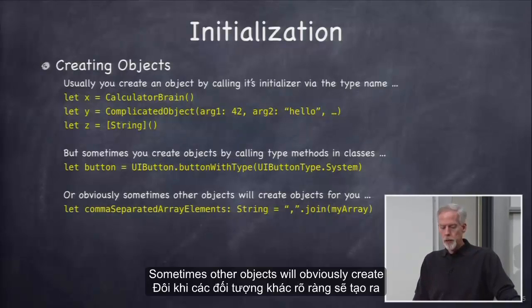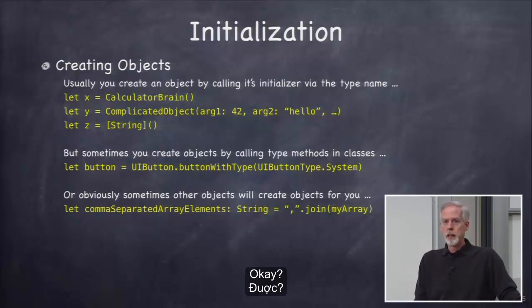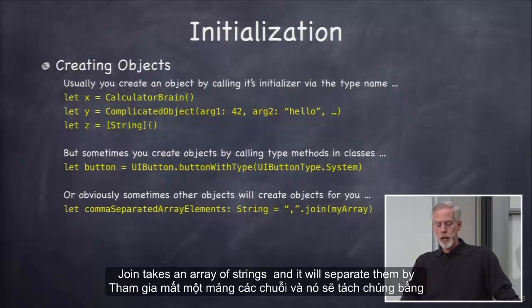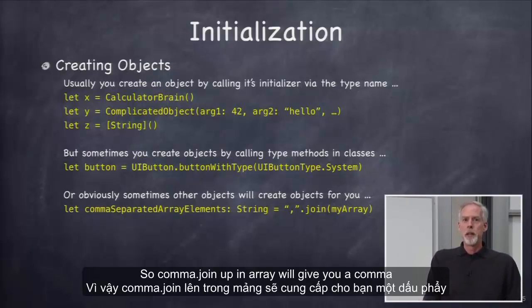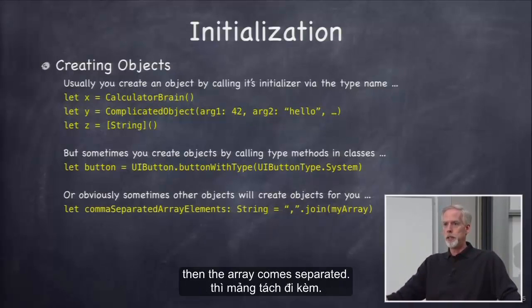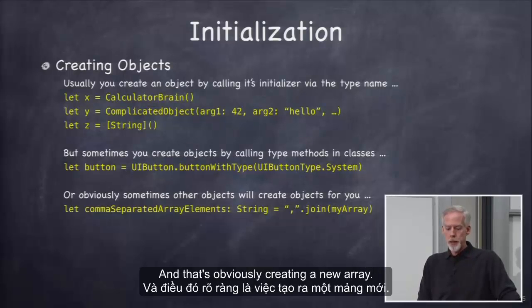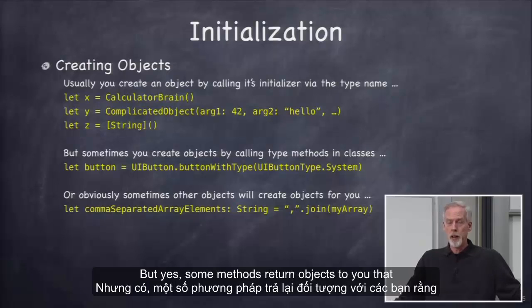Sometimes other objects will obviously create objects for you. Here's a really cool method in string called join. Join takes an array of strings and will separate them by whatever string you send join to. So comma dot join of an array will give you a comma separated string, a string with the things in the array comma separated. And that's obviously creating a new string. This is kind of completely obvious, but yes, some methods return objects to you that were created.